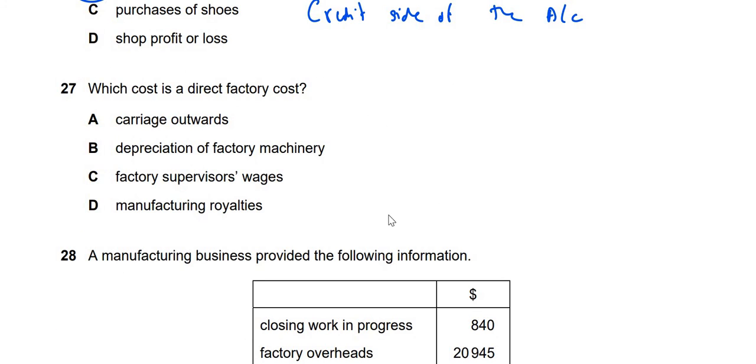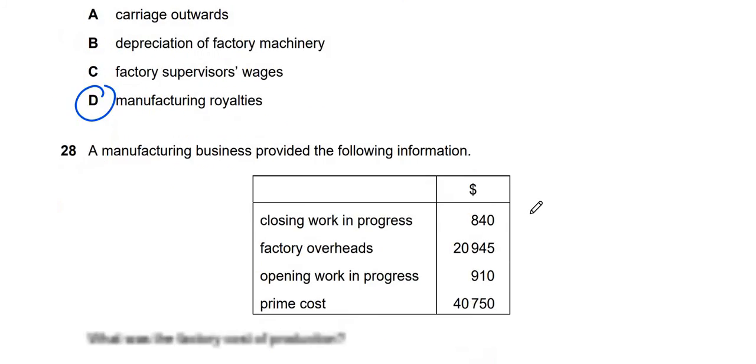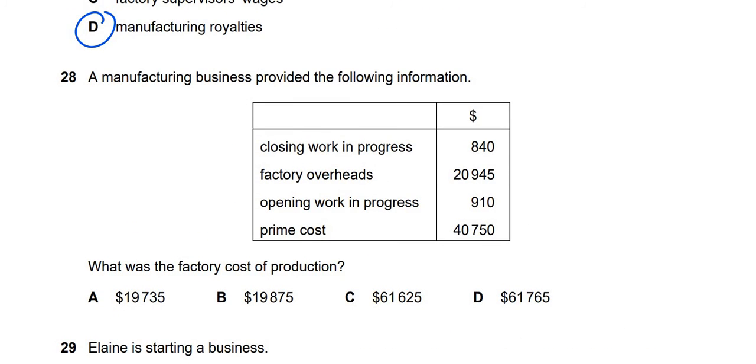27. Which cost is a direct factory cost? So we already know it, manufacturing royalties. Question 28. A manufacturing business provides the following information.